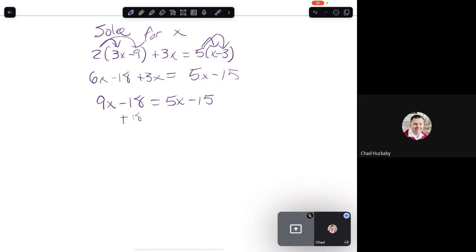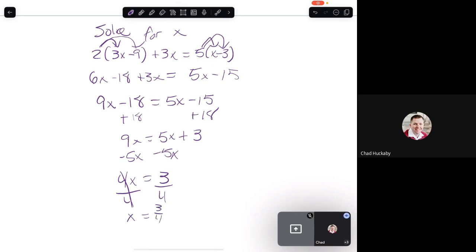We can add 18 to both sides to get 9x is equal to 5x plus -15 plus 18, which is 3. Now we can subtract 5x from both sides to get 9x minus 5x, which is 4x, is equal to 3. Then we can divide both sides by 4, cancel out the 4's, x is equal to 3 over 4. And it's interesting that I think we had one that was x equal to 3 over 4 earlier.